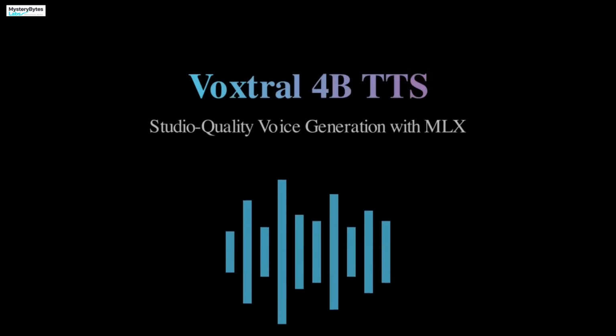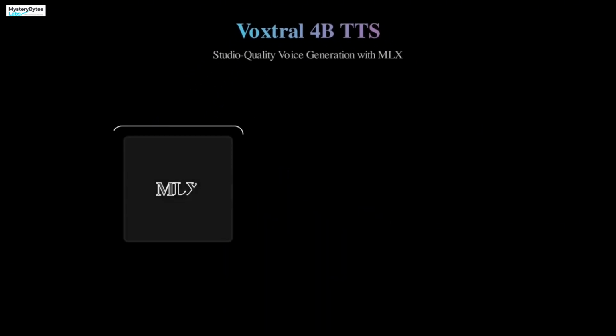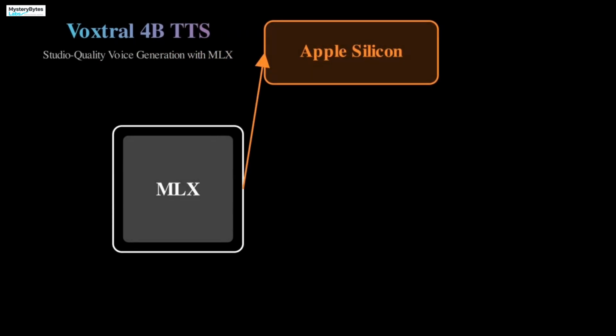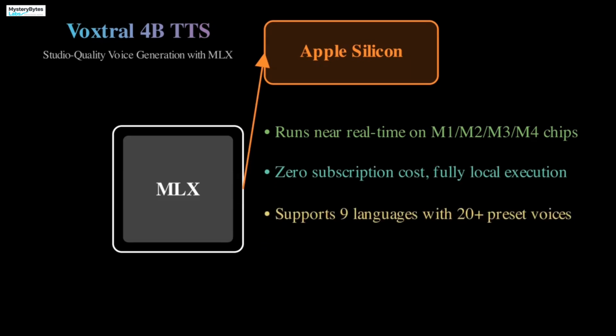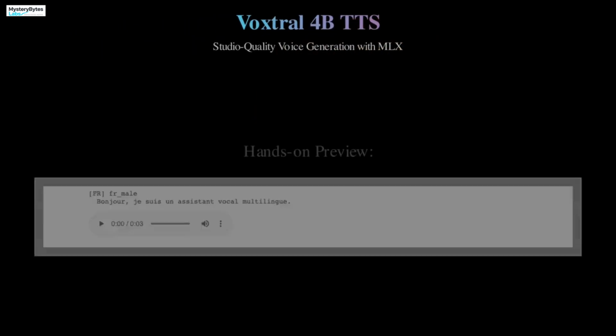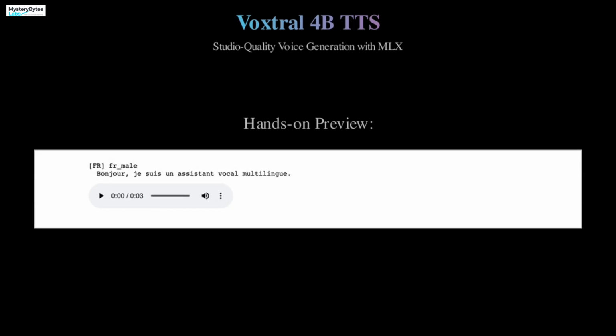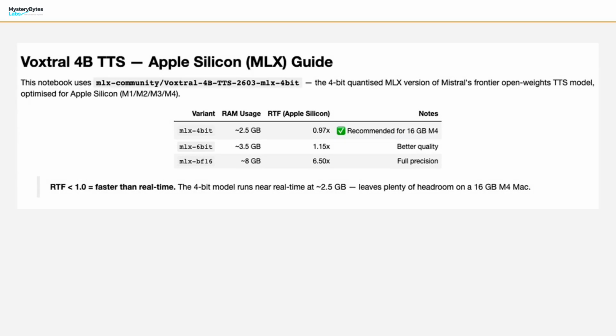Welcome to this guide on running the cutting-edge Voxtral 4B text-to-speech model directly on your Apple Silicon Mac. We're using the MLX framework, which is Apple's own high-performance machine learning library. Specifically, we'll be working with the 4-bit quantized version of the model. As you can see in the table, this version is incredibly efficient, using only about 2.5 gigabytes of RAM and running faster than real-time, making it perfect for a 16 gigabyte M4 Max.